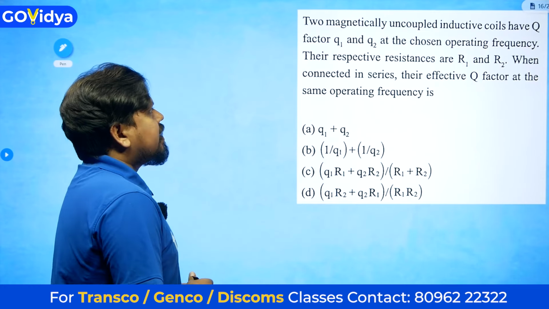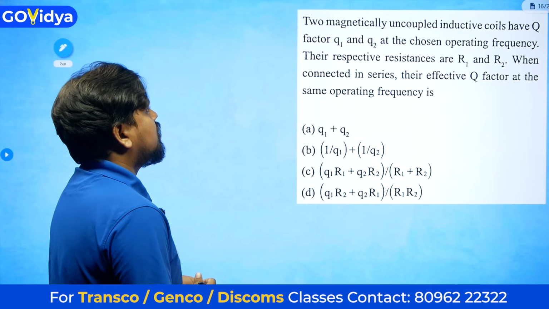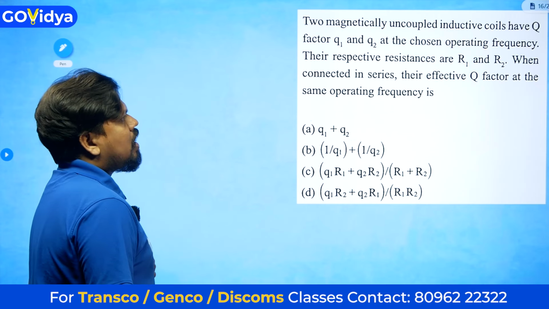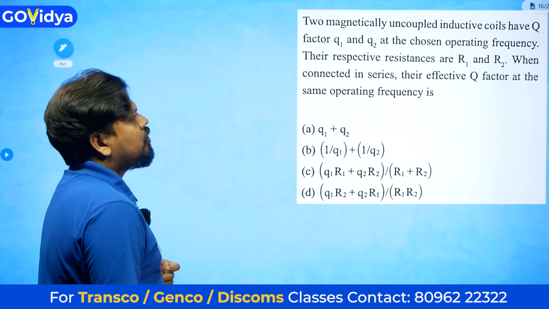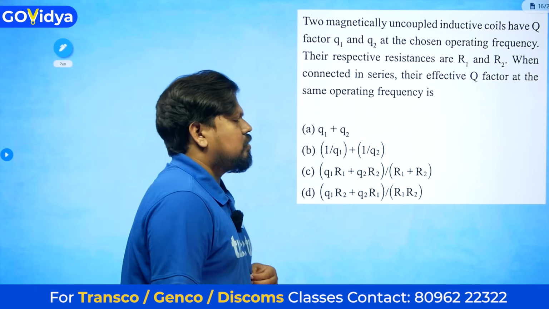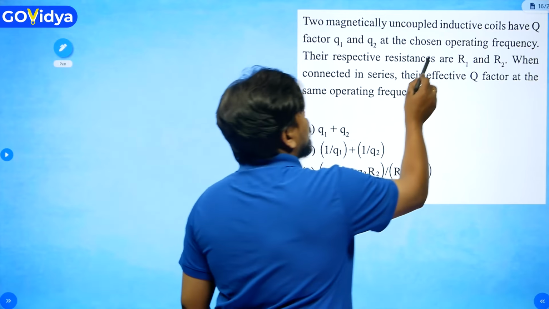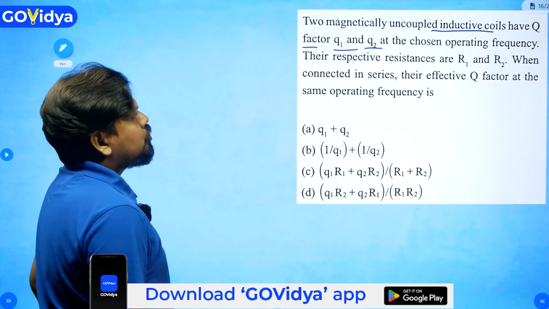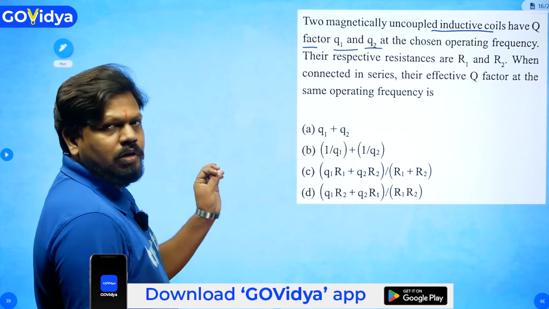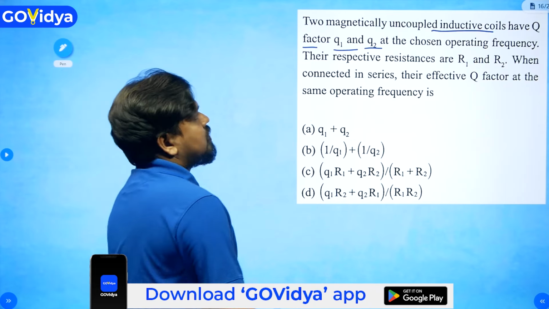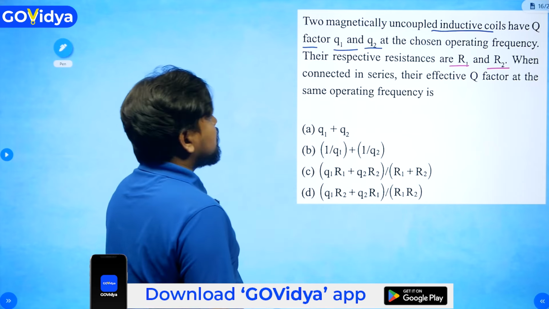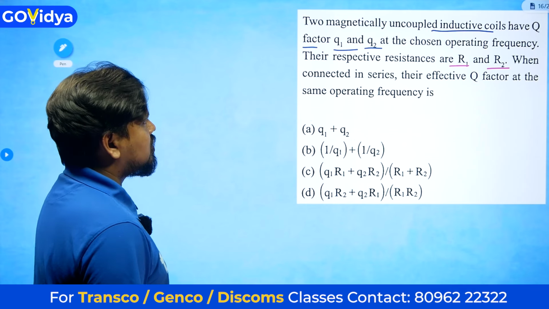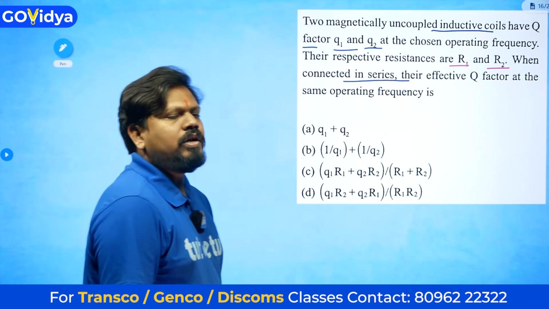So, the next question: two magnetically coupled inductive coils have Q factors Q1 and Q2 at the chosen operating frequency. Their respective resistances are R1 and R2. When connected in series, their effective Q factor at the same operating frequency is. So they are asking about two coils having Q factors Q1 and Q2 at some frequency, with resistances R1 and R2. Whenever they are connected in series, what is the combined Q factor? That's what they are asking.